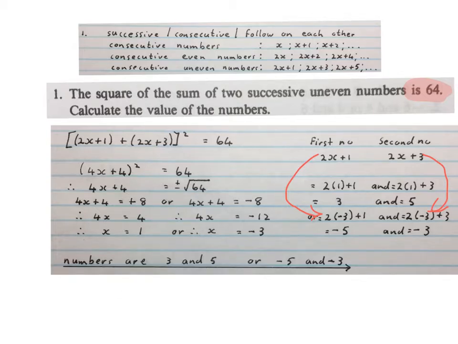If you lost me in this technique, I advise you to go to this step, square this bracket out, bring the 64 over, and go for the quadratic formula. It will also get you down to these two numbers.